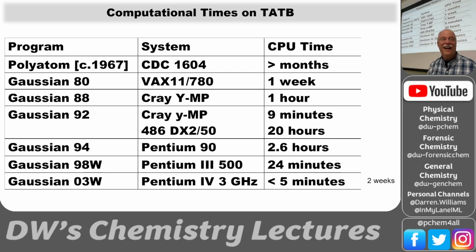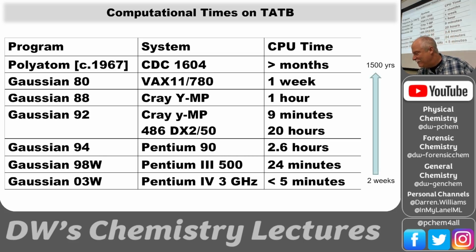A year? Okay. What else? What do you think? Decades? 1,500 years. Isn't that crazy? So if that's how we've sped up, that's how fast computational chemistry has gotten. What would have been impossible in 1967, I mean, that's an impossible calculation. And this is a small molecule.